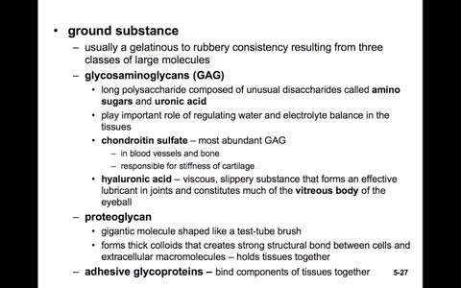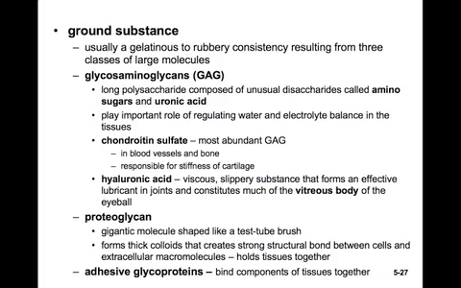Hyaluronic acid is another GAG. This is a very important compound. It's viscous and slippery. It's the substance that forms the lubricant within the joint capsule. It constitutes much of the vitreous body of the eyeball also. Very, very slippery substance, allows our joints to glide smoothly across each other.